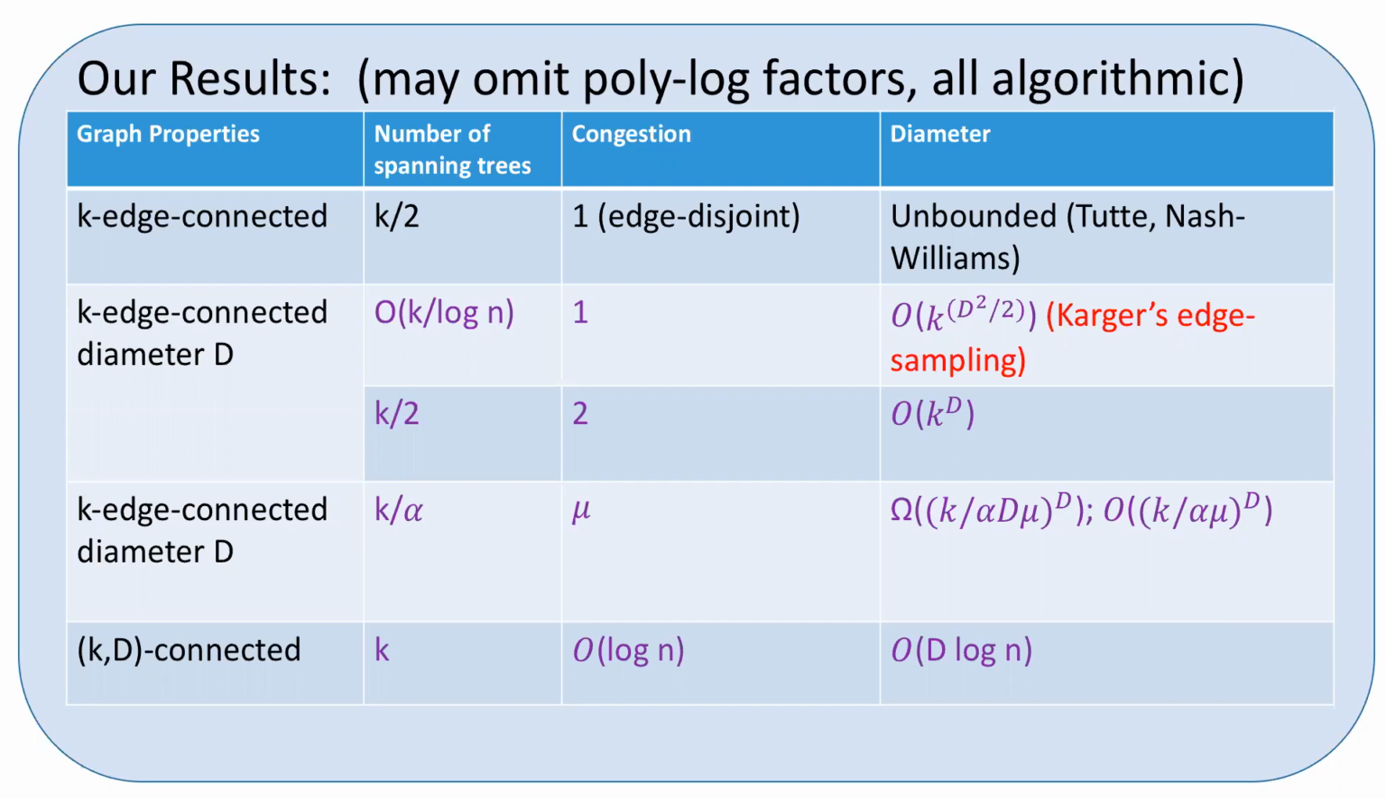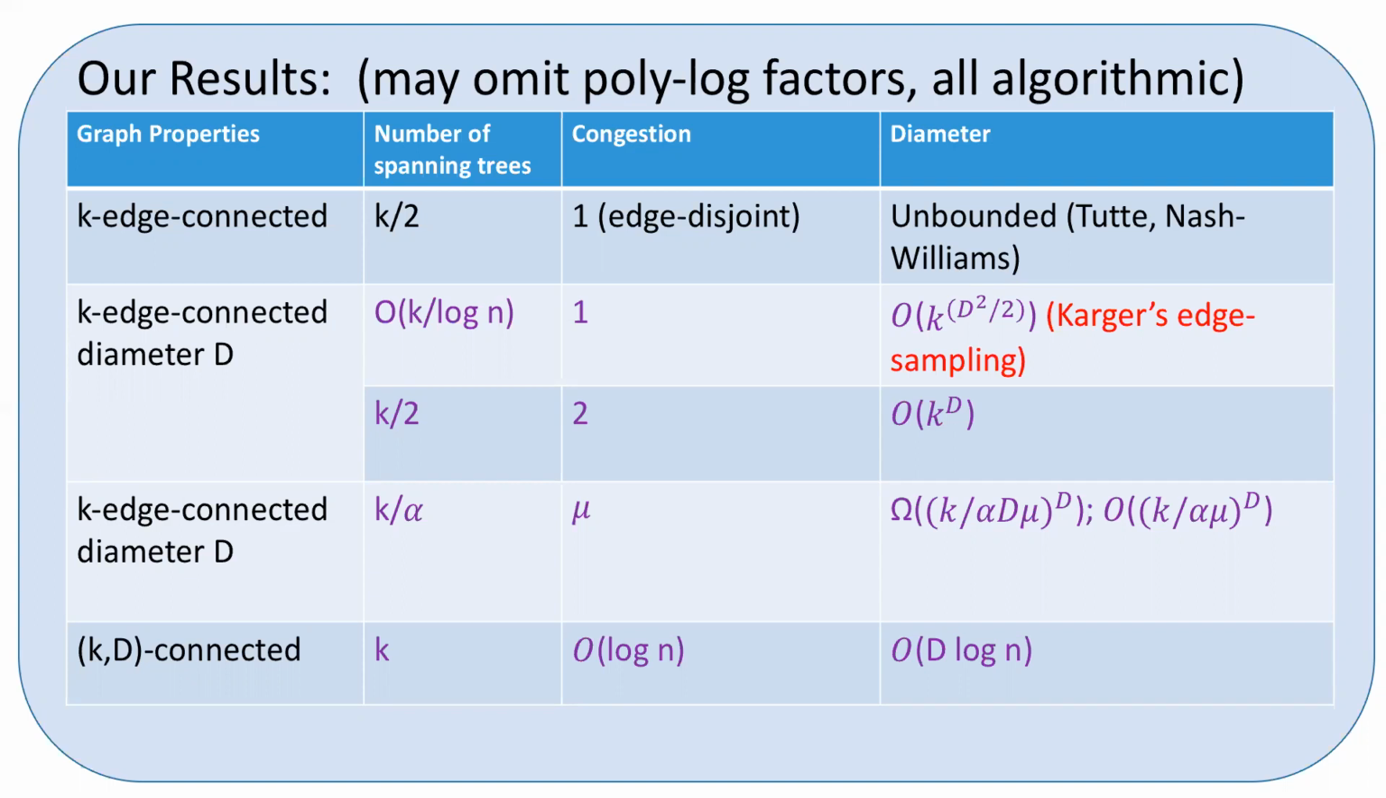So you may wonder, what if we allow a little more congestion, for example, 3 or 4 or maybe larger constants? Can we get another exponential improvement on the diameter from the congestion 2 case? And the answer is no. Our third result shows that for any k, d, alpha, mu, there exists a k-edge connected graph with diameter d, such that in any collection of k over alpha spanning trees that causes congestion at most mu, there must be one tree that has diameter at least omega of k over alpha d mu to the d.